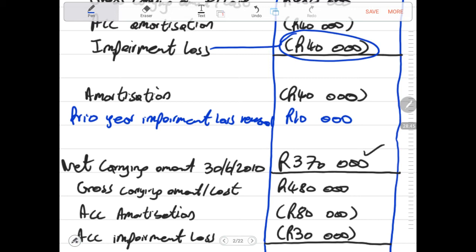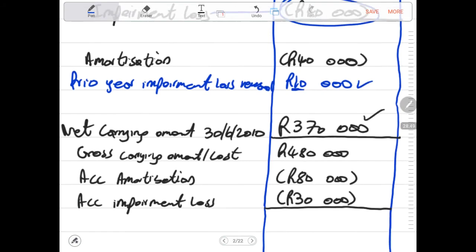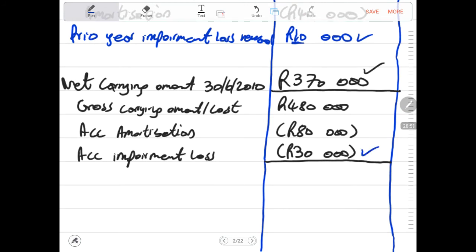That means the impairment loss of last year must have been reversed by how much? By 10,000, so that it can become 30,000 rands. Let us test if that is true. Remember, for us to reverse the impairment, that means the carrying amount of the asset must be greater than the recoverable amount of the asset at that date.